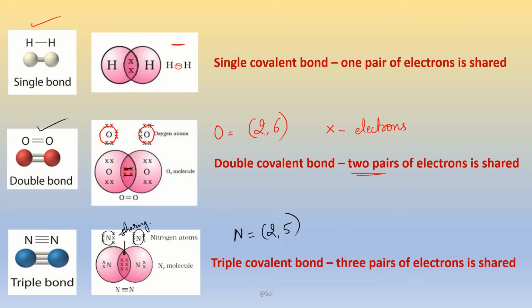The overlap indicates sharing. So here you will see there are three pairs of electrons, so three bonds are formed, and hence this is a triple bond. So a single bond is represented as one horizontal line, a double bond as two, and a triple bond as three.